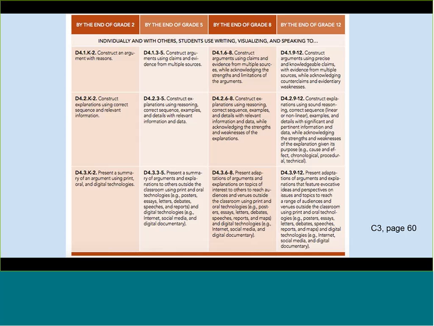I'm not going to go over this in depth, but basically what we see here is the band of indicators for communicating. This really has to do with constructing arguments and constructing explanations using evidence and relevant information. The last one, in the last row here, is presenting your arguments. As an example, from the lowest level, K-2, you're presenting a summary of an argument. And then all the way up to 9 through 12, you're presenting adaptations of arguments and explanations that feature evocative ideas and perspectives on issues. So as you can see, as you progress through the grades, it gets a little bit more complex. Next slide, please.